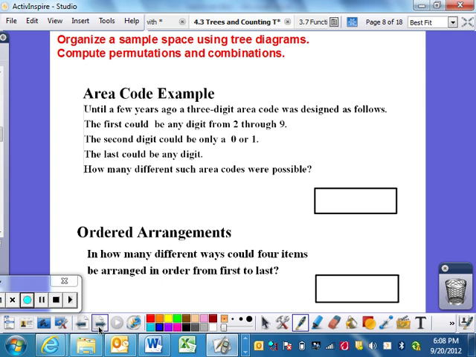The first could be any digit 2 through 9. And then the second digit had to be a 0 or a 1. And then the last digit could be anything. So how many different area codes are possible?